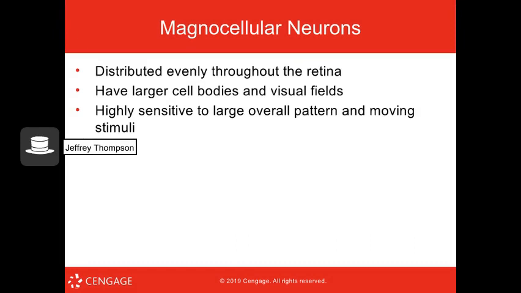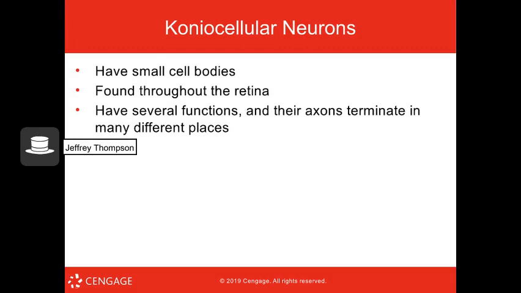Magnocellular neurons are distributed evenly through the retina. They have larger cell bodies and visual fields, and they're very sensitive to large overall patterns and moving stimuli. And then coniocellular neurons have small cell bodies. They're found throughout the retina, and they have several functions, and their axons will terminate in many different places.